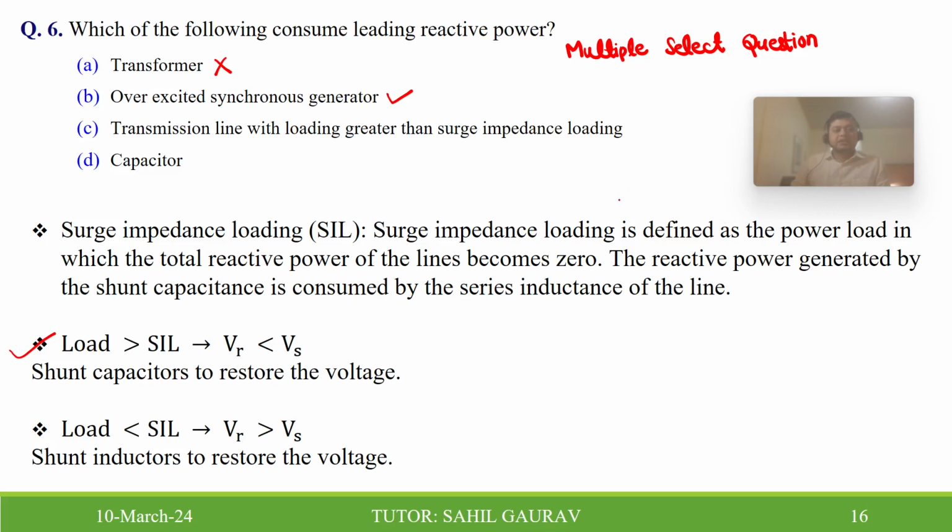And the last one is correct: capacitor consumes leading reactive power. That means it supplies lagging reactive power. So this is true. So B and D are correct. Any doubt till here?